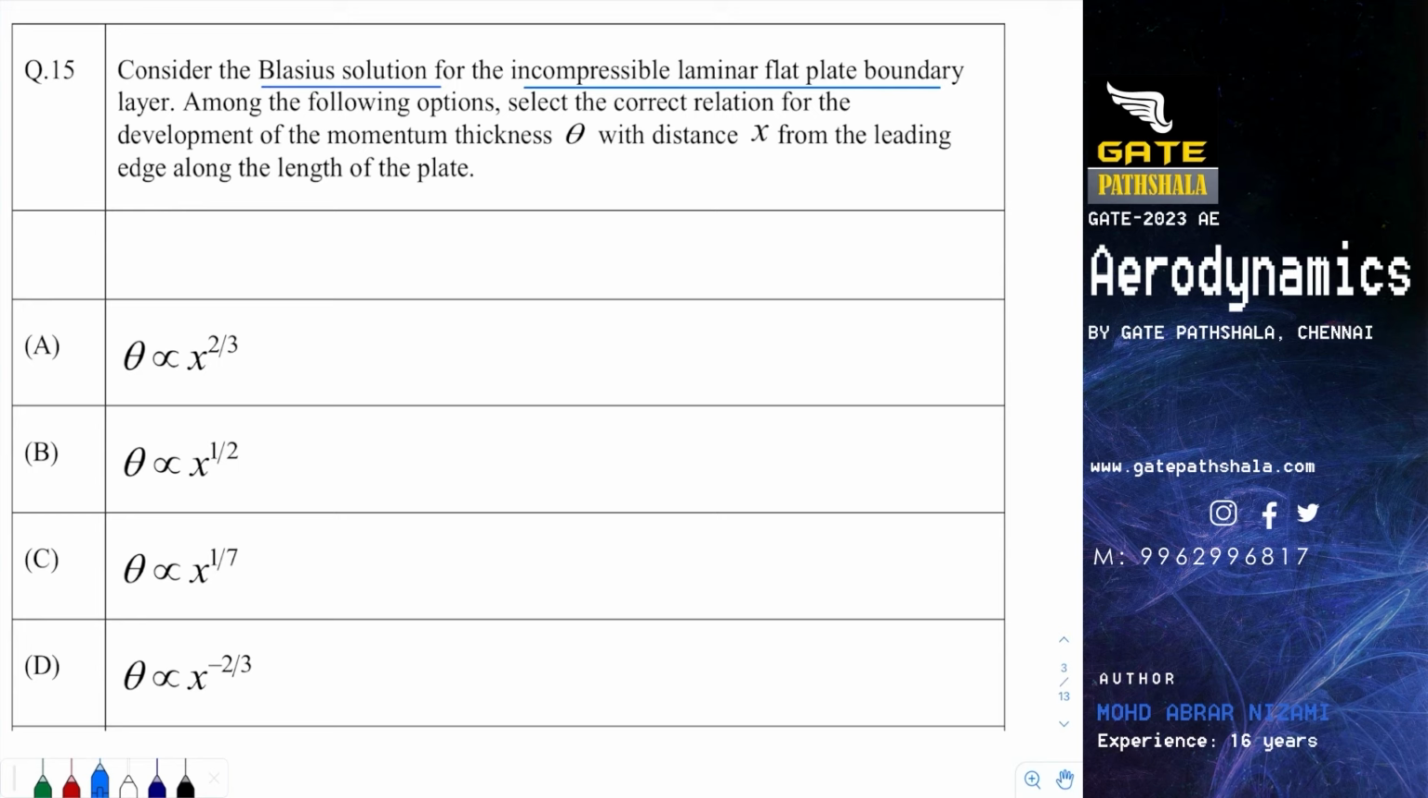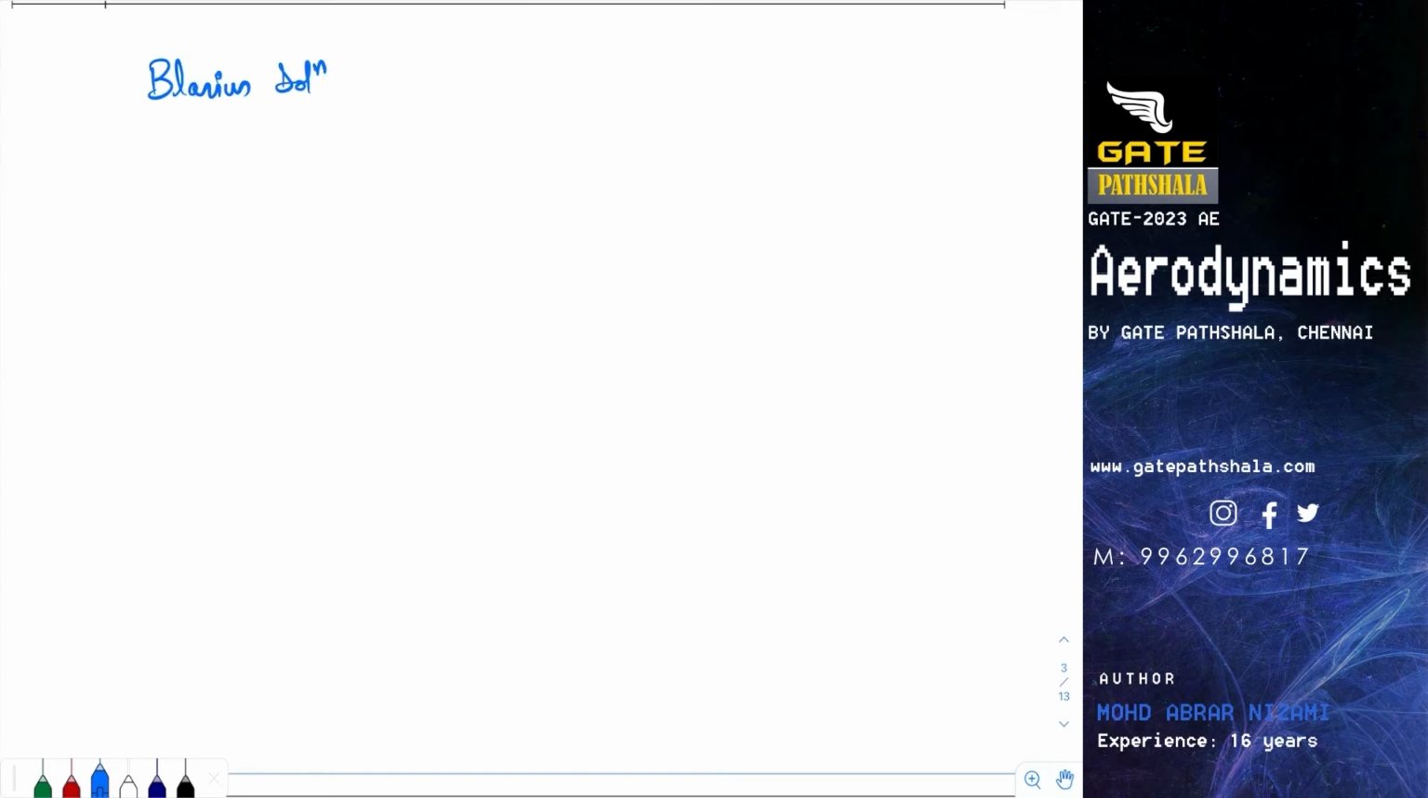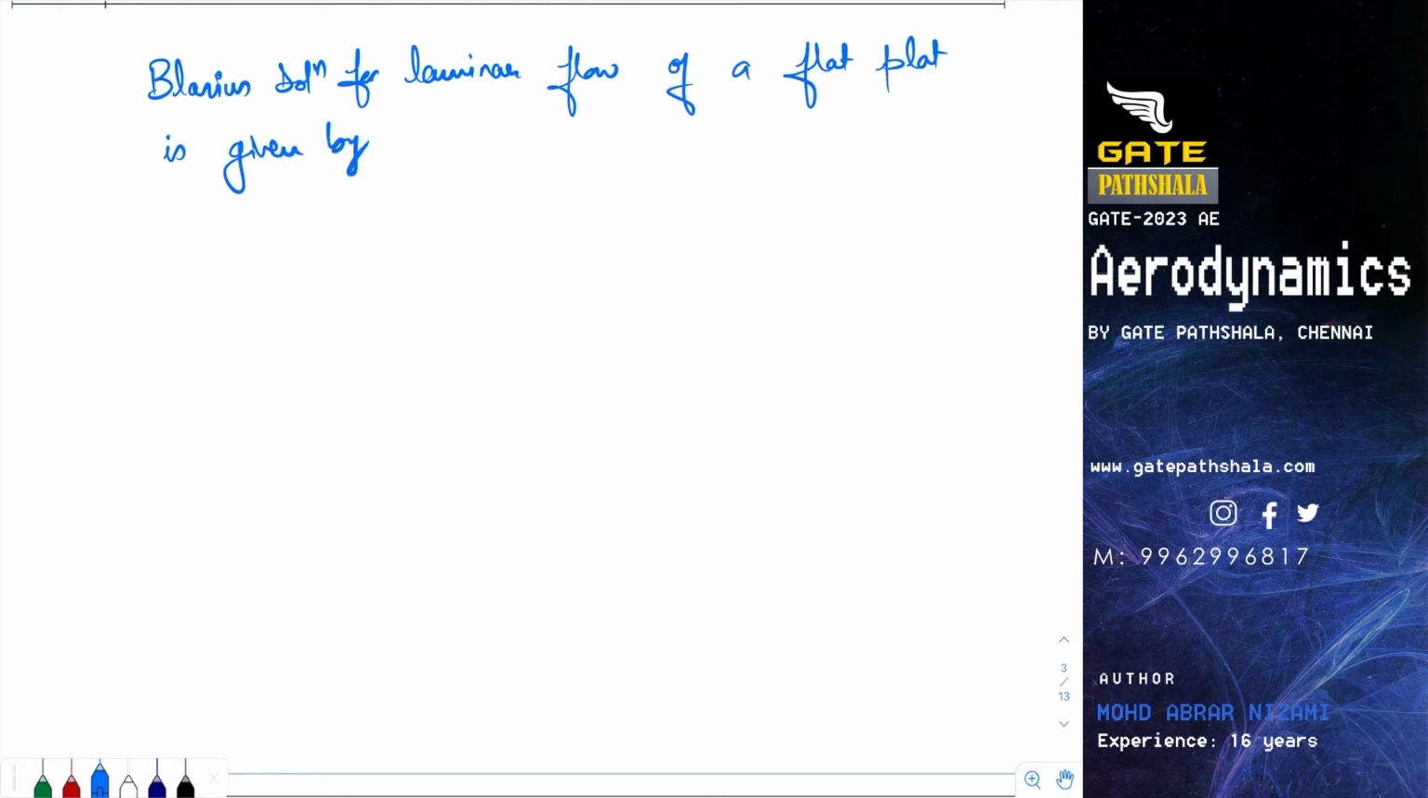So we all know that the Blasius solution for laminar flow over a flat plate kept at zero angle of attack is given by, here our interest is momentum thickness theta, which is given by 0.664 x by root over Re_x, where Re_x is the local Reynolds number, given by under root of u naught x by nu.